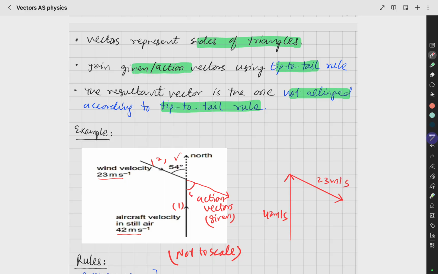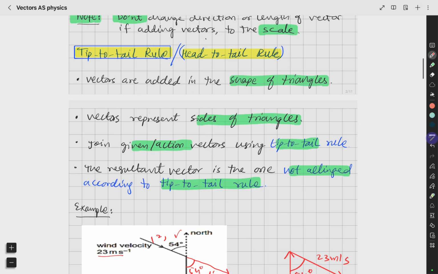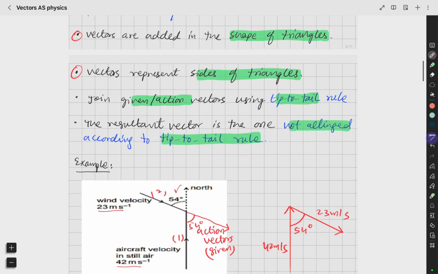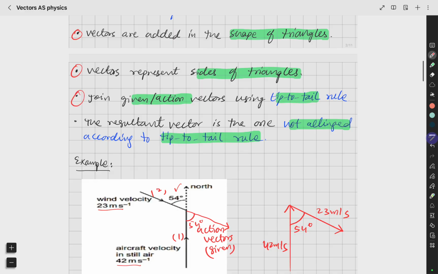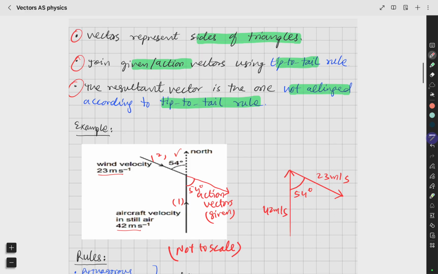So these are the alternate angles. So this angle is 54 as well. So this is your 54. So these are the action vectors. So what you do is you represent them with the side of the triangle, and then you have joined them, and then you are going to find the resultant. So how you're going to find the resultant?